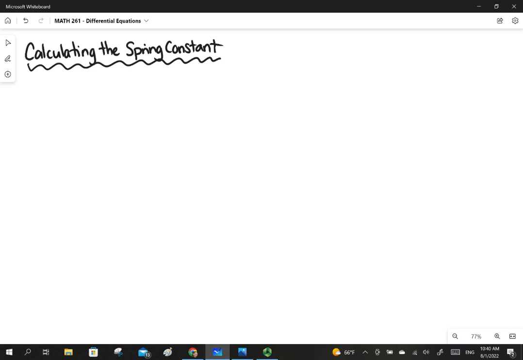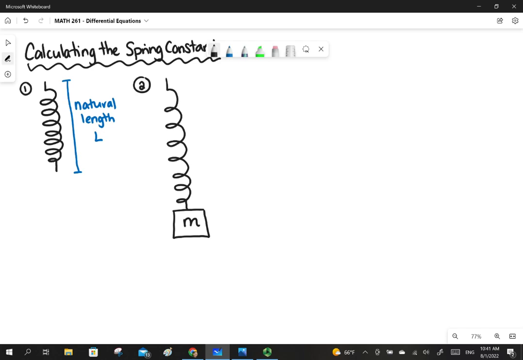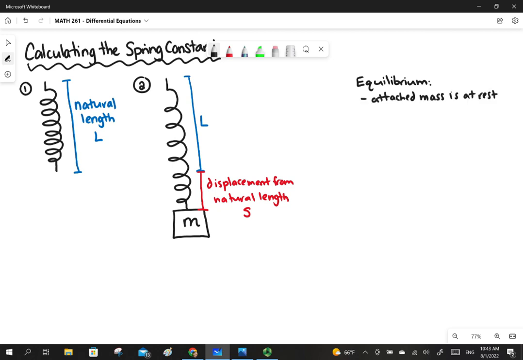Part of the physics lab I mentioned in the previous video was to experimentally determine the spring constant of the spring. The way we did this was we measured the natural length of the spring with no mass attached, then attached a weight of known mass, and measured the displacement of the mass from its natural length once the spring reached equilibrium. A spring mass system is in equilibrium when the attached mass is at rest and the net force on the mass is zero. We call the position of the mass when the system is in equilibrium the equilibrium position.